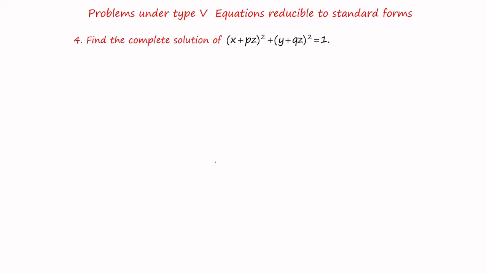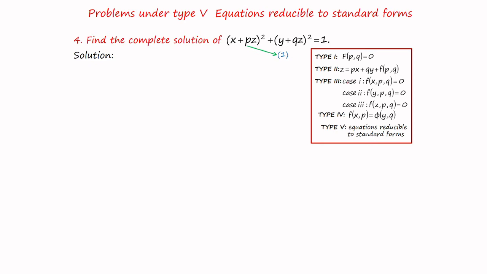Find the complete solution of (x + pz)² + (y + qz)² = 1. This is our problem. Number this equation as 1. This is not any of the four standard types, because all the variables are present here. So definitely this is an equation reducible to standard forms. In the last videos I explained how to identify the type of the problem.